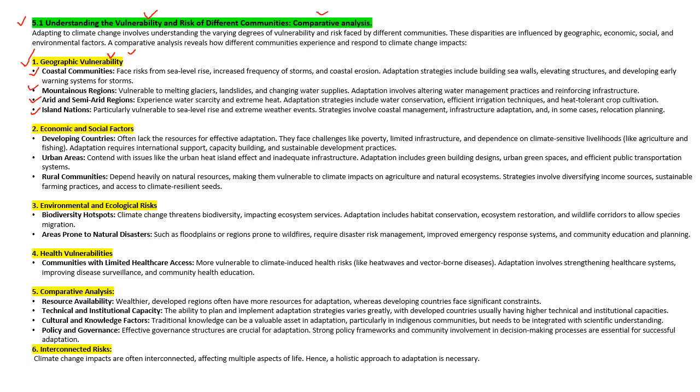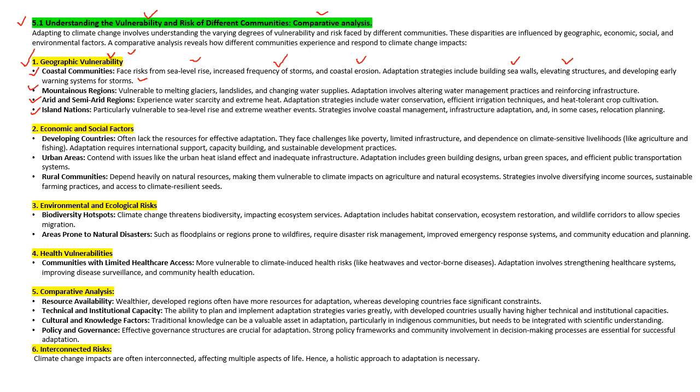For instance, in coastal communities, people may be facing sea level rise, I mean the sea level change, and there may be increased frequency of storms and coastal erosion. So what should be the adaptation? Adaptation should include building sea walls, elevated structures, and developing early warning systems for these storms.